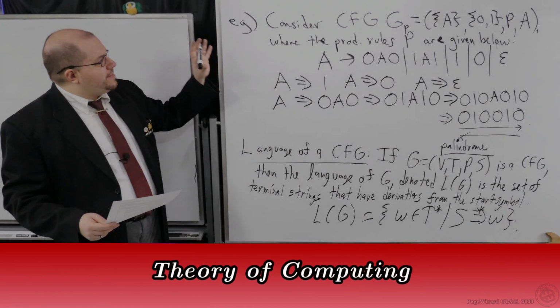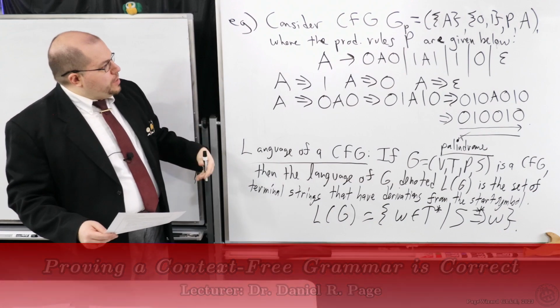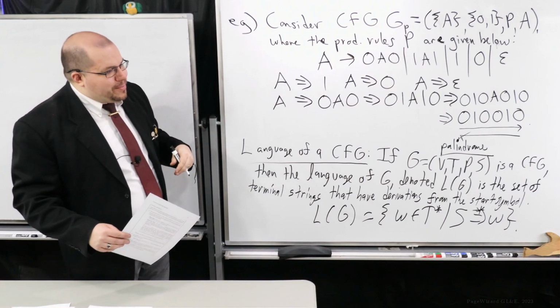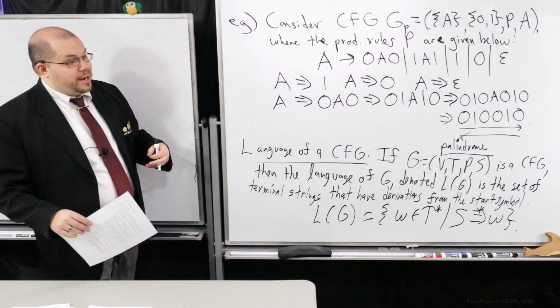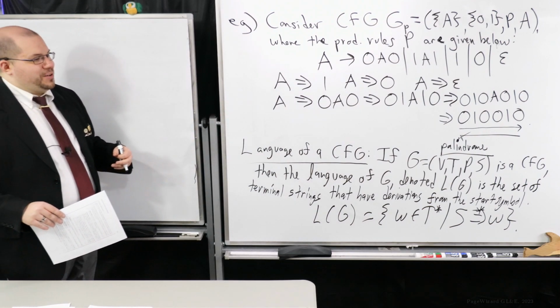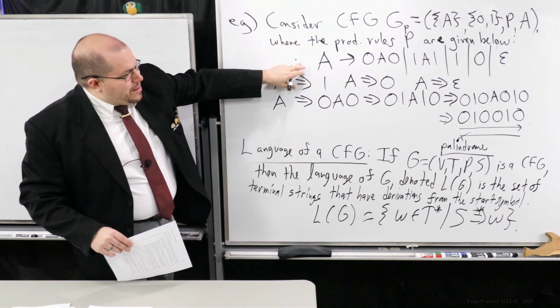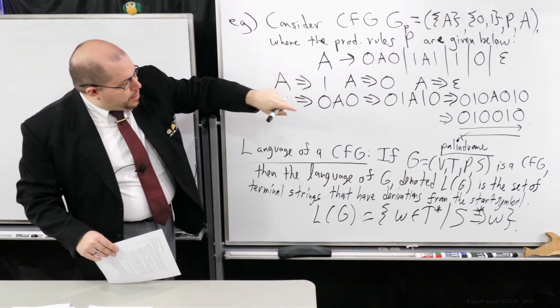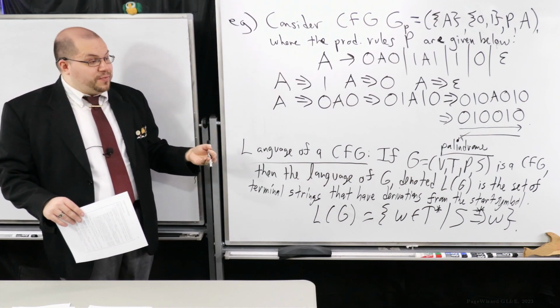Previously I presented, as an example of a context-free grammar, G_P here, which I claim describes all palindromic strings, or palindromes, over the binary alphabet, meaning zeros and ones. So it's able to generate palindromes using these production rules. I just claimed this, but I didn't prove it for you.